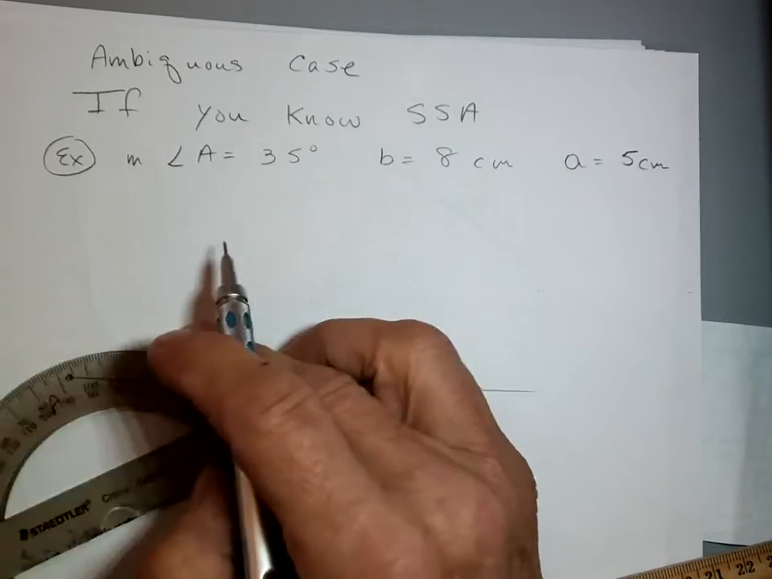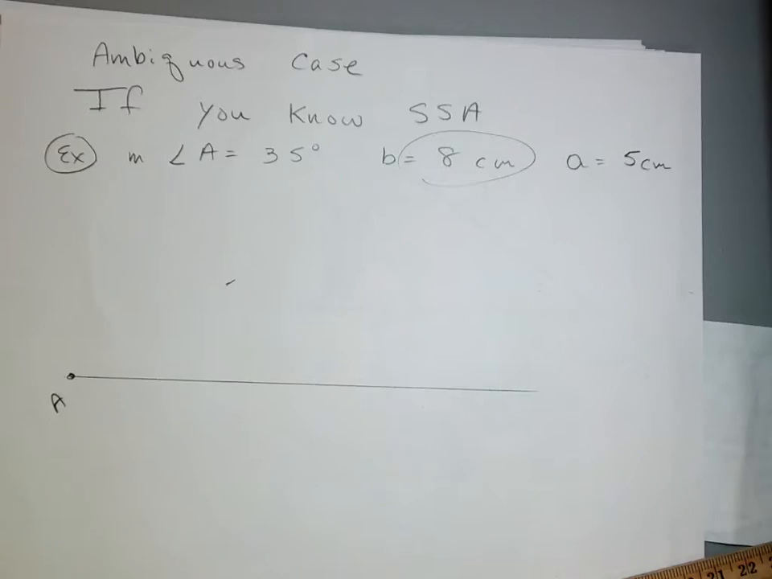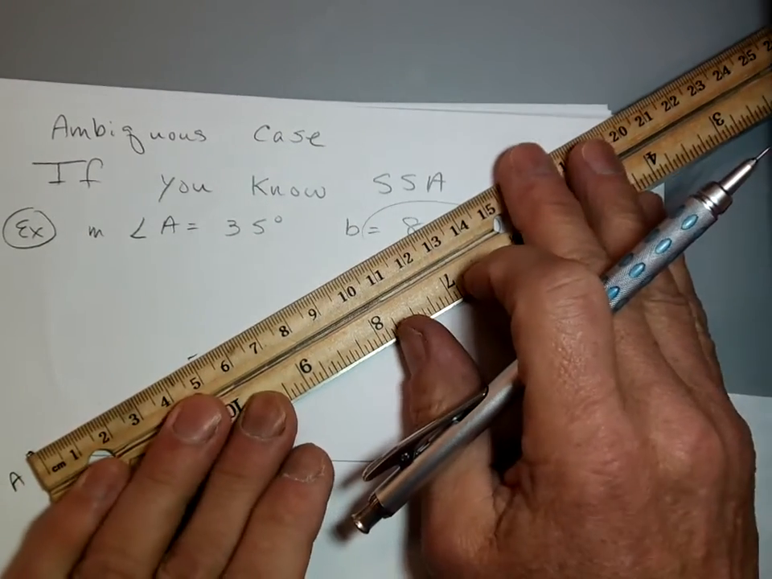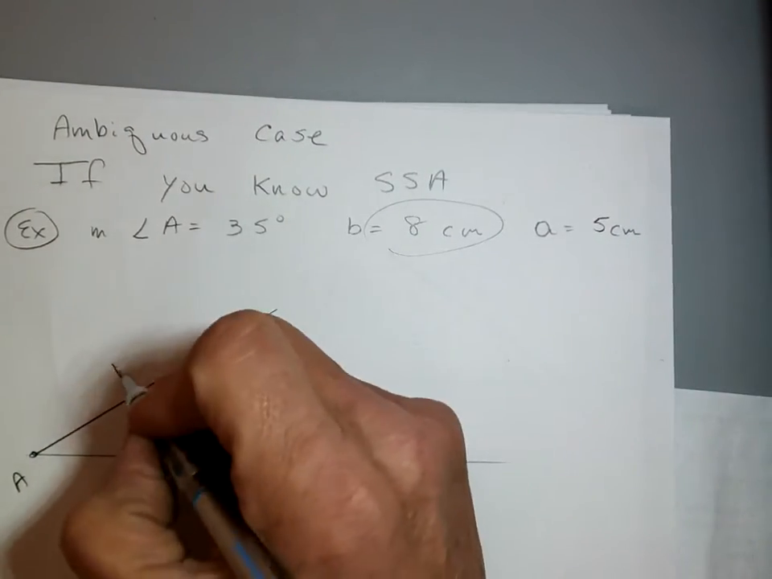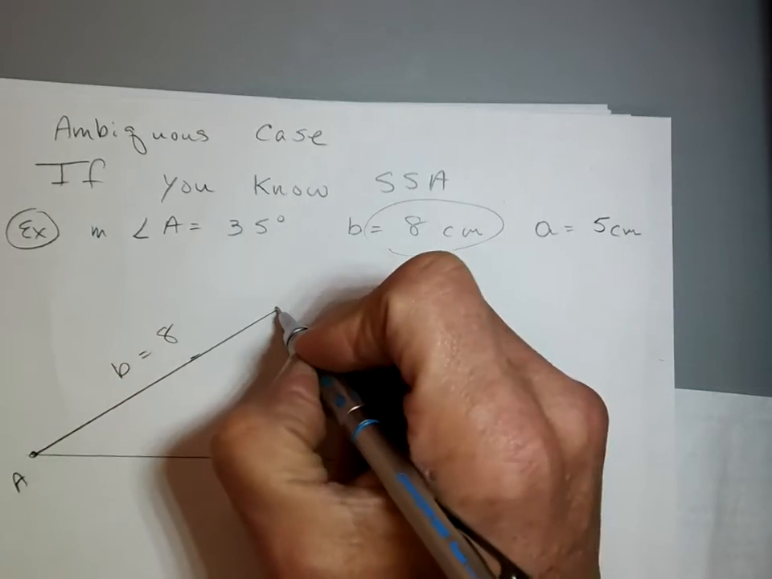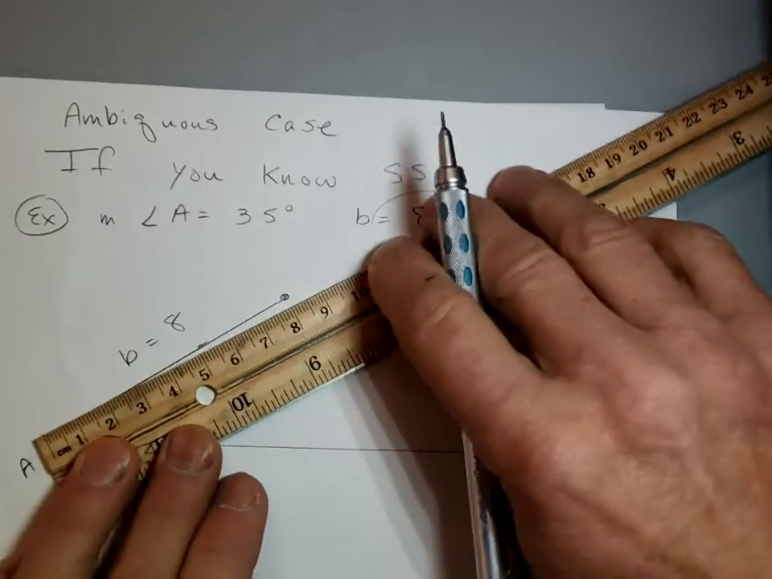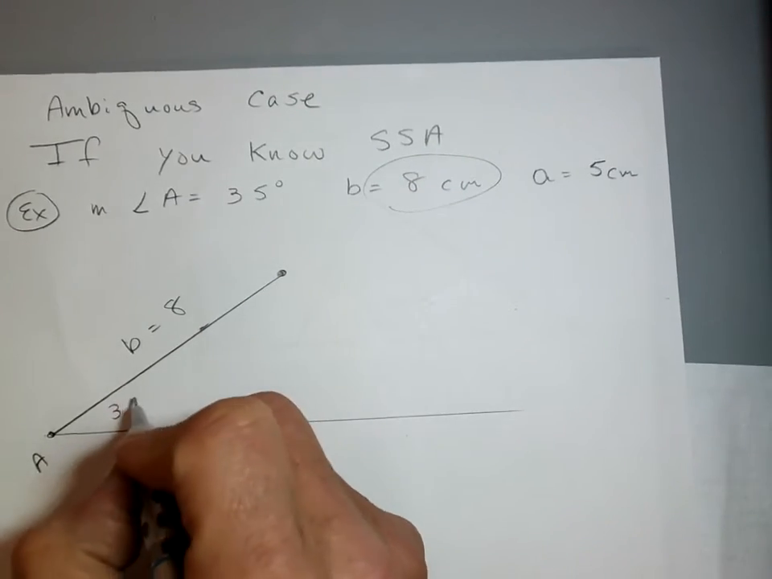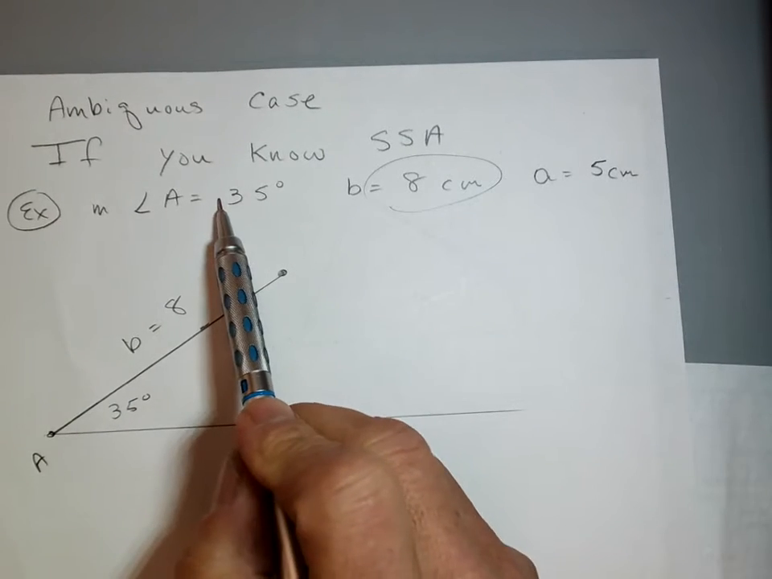Now I want side B to be this side. I want it to be 8 centimeters. So I'm going to take my ruler and draw it out 8. Let's let this be side B, which is 8 centimeters. I just use my ruler to measure it. I drew it out exactly 8. This is 35 degrees, which is angle A. So far I've drawn my angle A, 35.